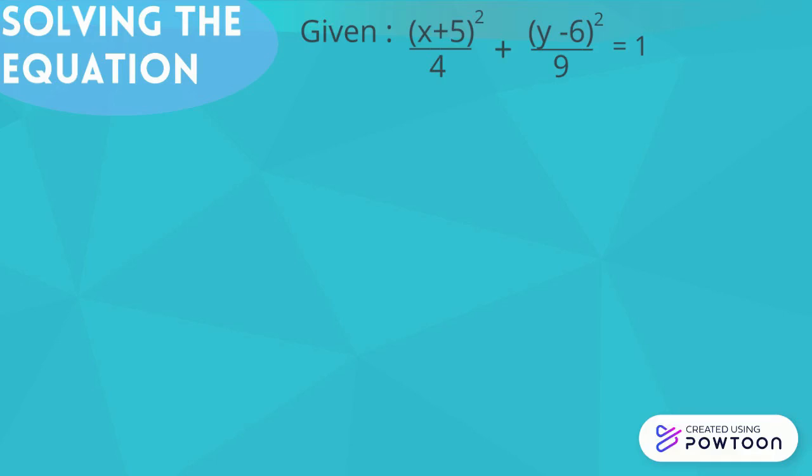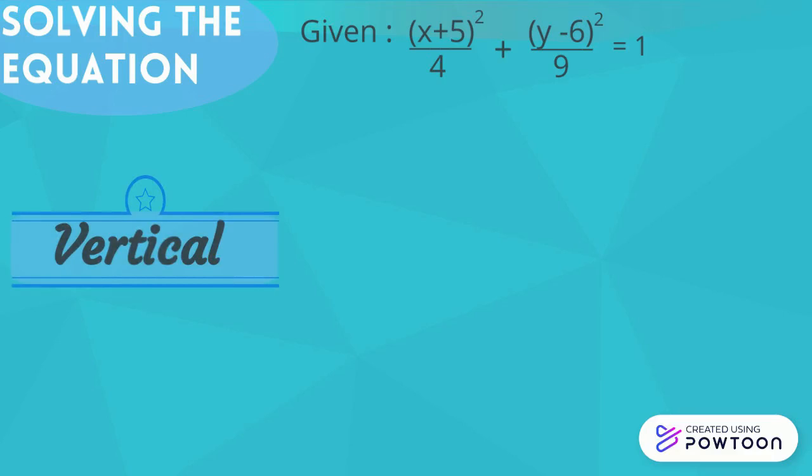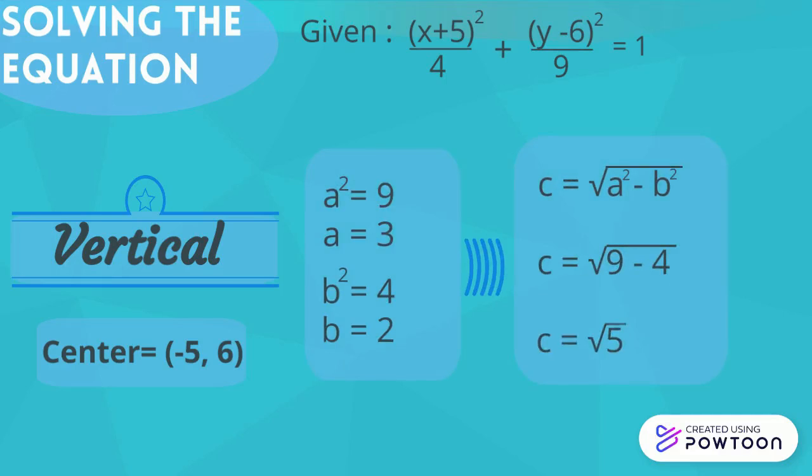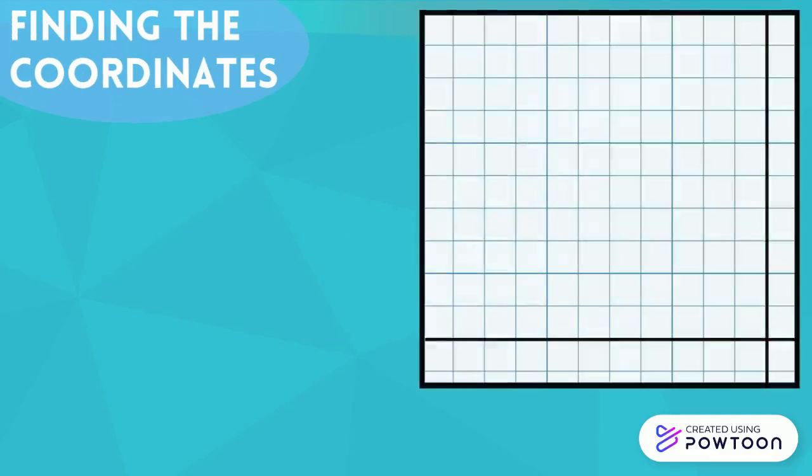Let's have another example. As you can see in the given equation, the first denominator is smaller than the second, making the major axis vertical. And the center of the ellipse is placed at coordinates negative 5 and 6. Next is to find the square root of a squared and b squared. After that, we solve for c. We start counting from the center, negative 5 and 6.